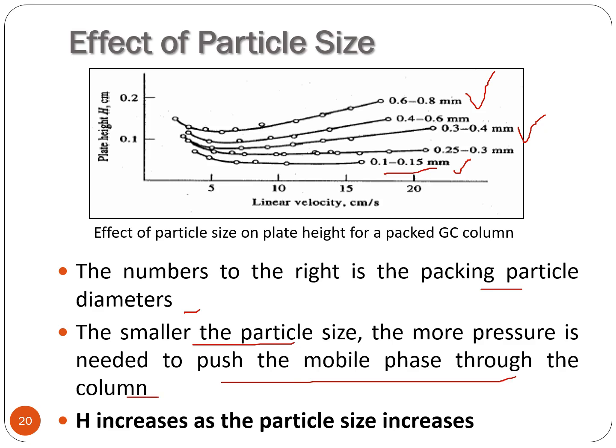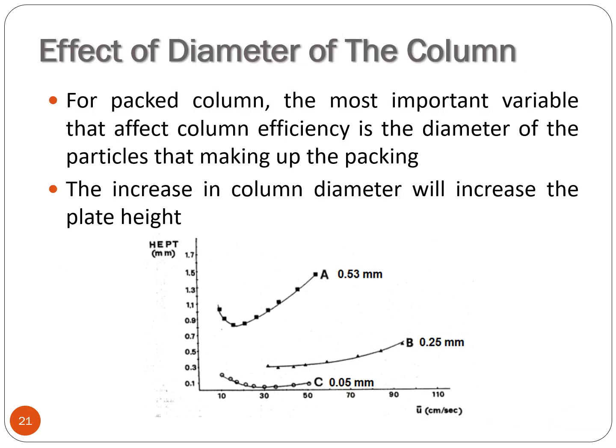So H increases as the particle size increases, and this will decrease the efficiency. So to get high efficiency of the column, the particle size must decrease, must be small. Okay, the third one, the effect of the diameter of the column.